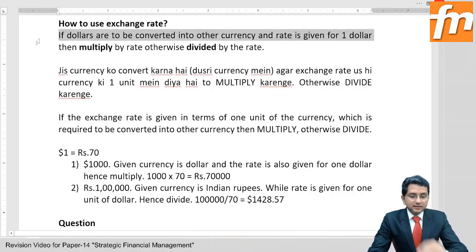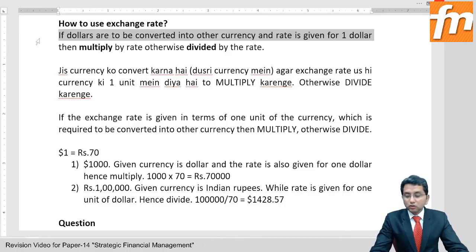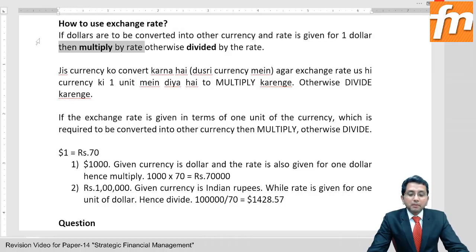Take an example. If dollars are to be converted into any other currency, maybe Indian rupees also, and the exchange rate is given in terms of 1 unit of dollar for a number of units of other currency, then simply multiply by this rate. Otherwise, you need to divide by the rate.